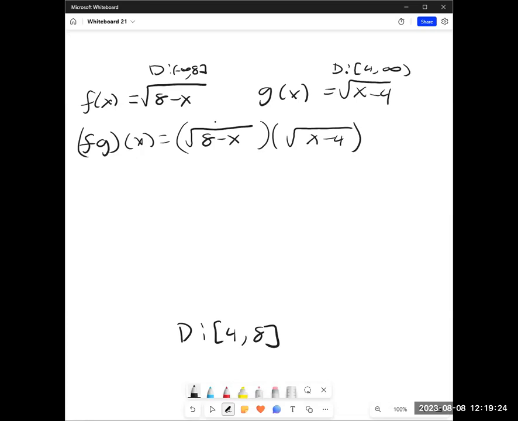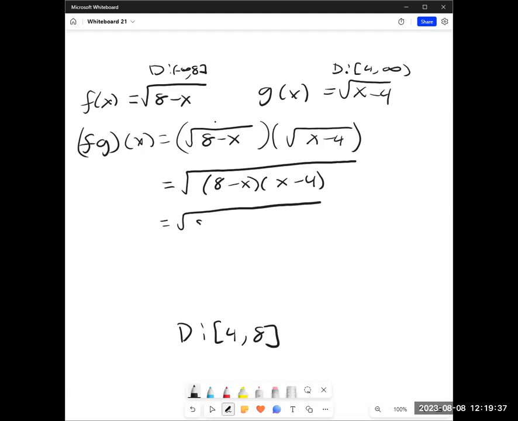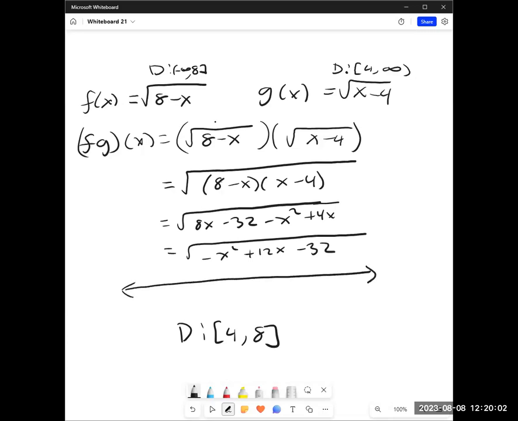So when I multiply these things, I'm going to have underneath a single square root sign 8 minus x and x minus 4. Then we're going to FOIL: 8x minus 32 minus x squared plus 4x. And so this is going to be the square root of negative x squared plus 12x minus 32.